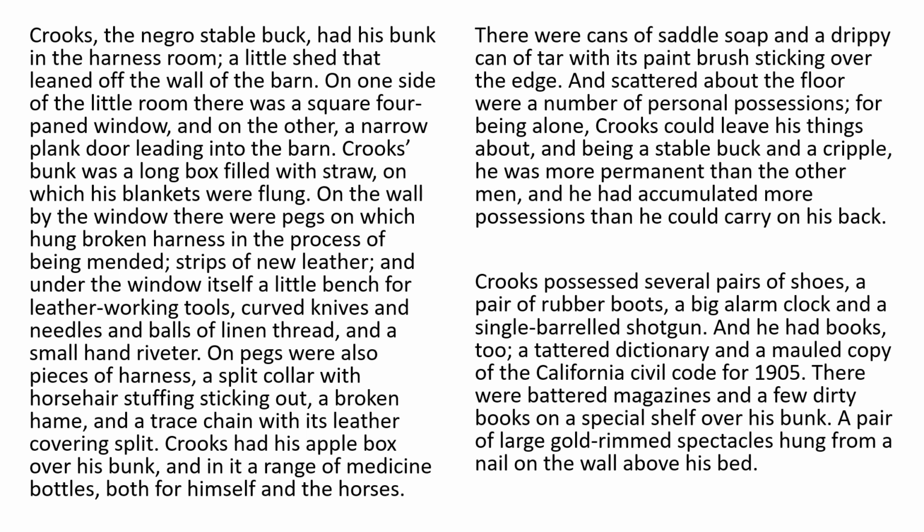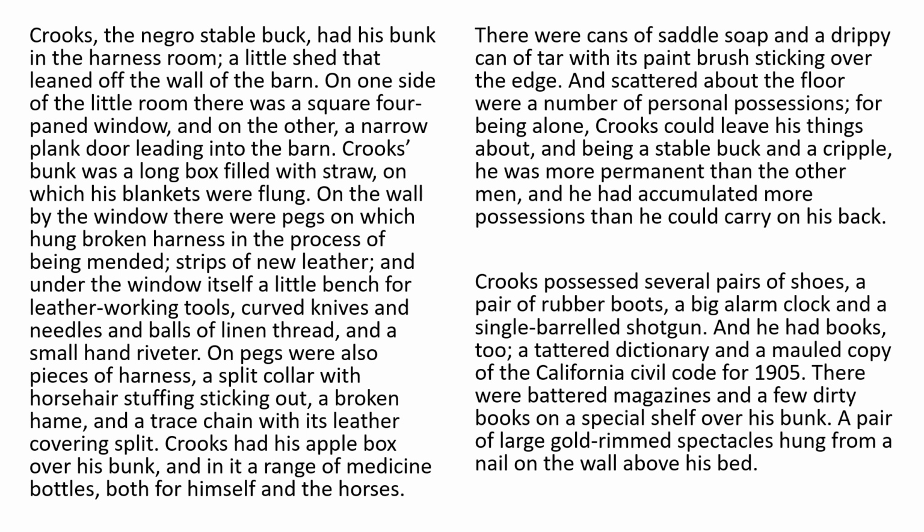Crooks, the Negro stable book, had his bunk in the harness room, a little shed that leaned off the wall of the barn. On one side of the little room there was a square 4-paned window, and on the other a narrow plank door leading into the barn. Crooks's bunk was a long box filled with straw, on which his blankets were flung. On the wall by the window there were pegs on which hung broken harness in the process of being mended, strips of new leather, and under the window itself a little bench for leather working tools, curved knives, and needles and balls of linen thread, and a small hand riveter.